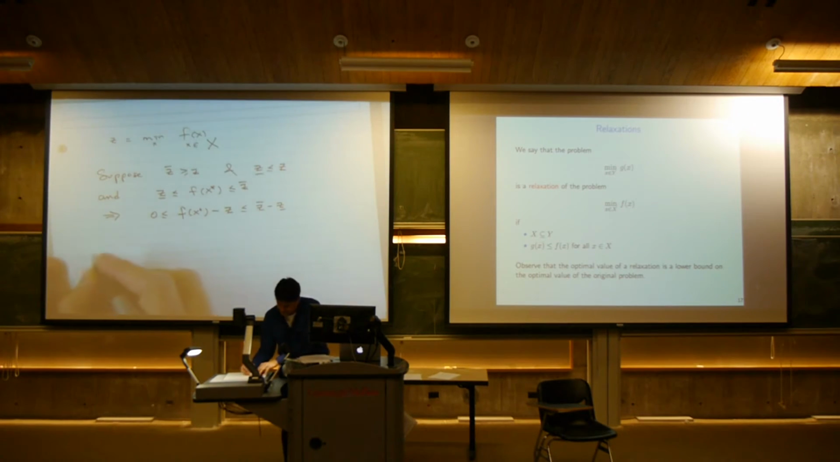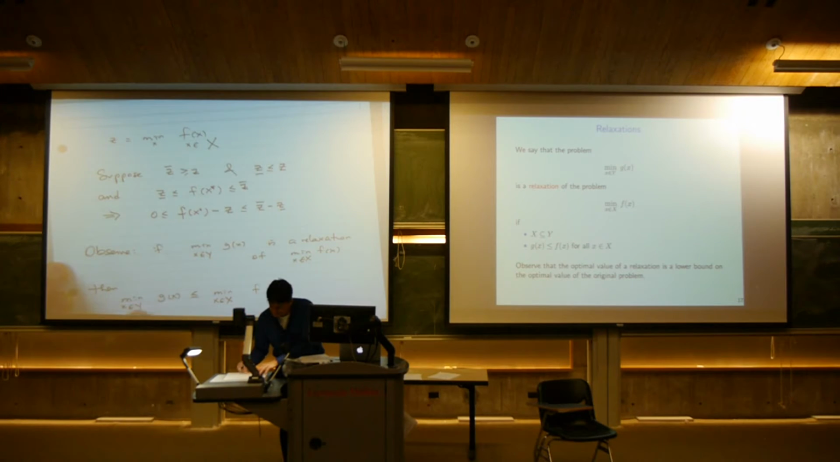So observe, if we have this problem, min G of x, x in Y, is a relaxation of min F of x, x in X, then, well, the first one, min over x in Y of G of x, this is less than or equal to, I guess I should be careful with the order here. So good thing I'm writing it.